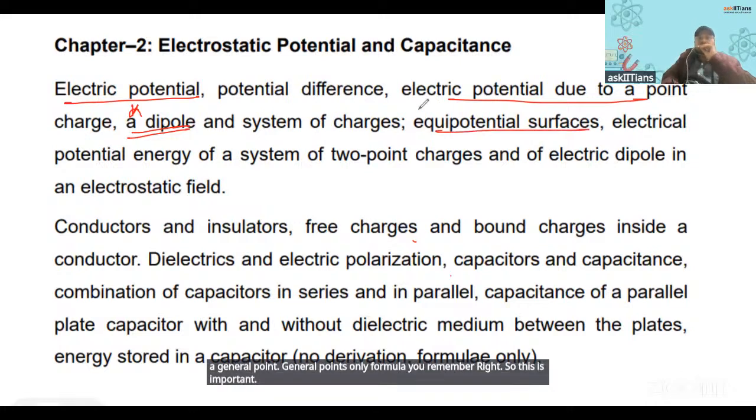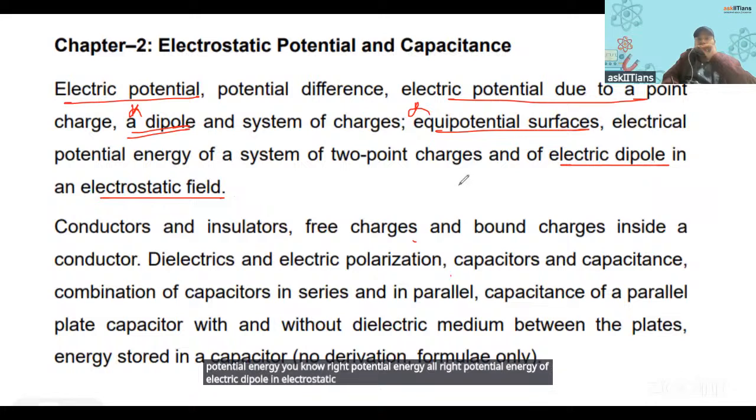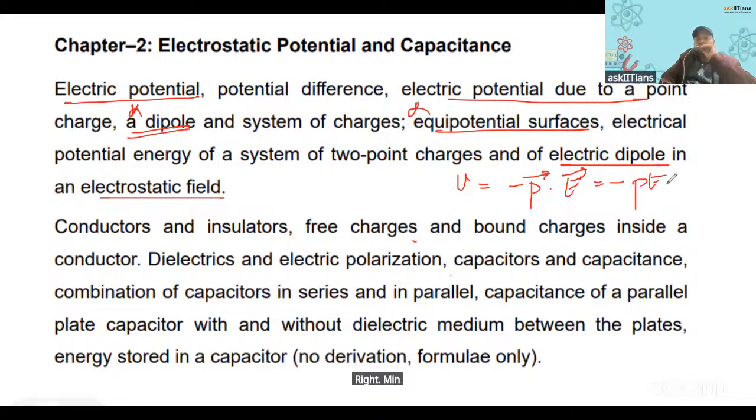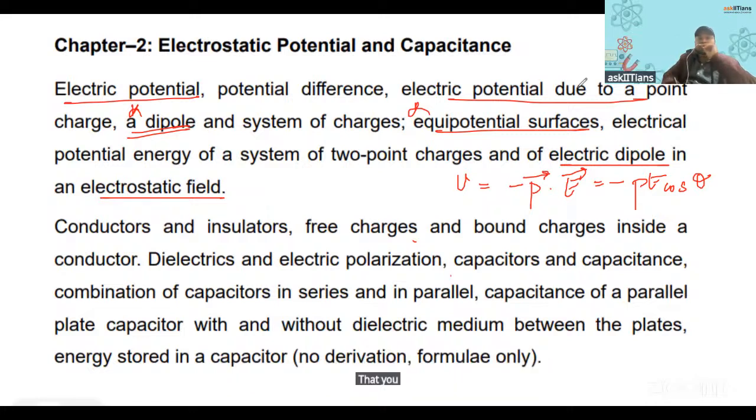Equipotential surfaces are important, the theoretical aspect of it. Then potential energy. Potential energy of an electric dipole in an electrostatic field is important. The formula we have is minus vector P dot vector E, minus PE cos theta. From here only we get this concept of stable equilibrium, unstable equilibrium. That might come. As someone was asking, the derivation is only electric potential due to a dipole. That you must be knowing.